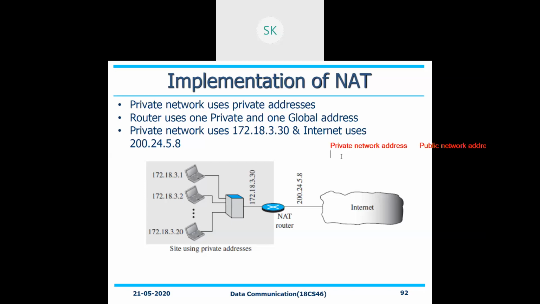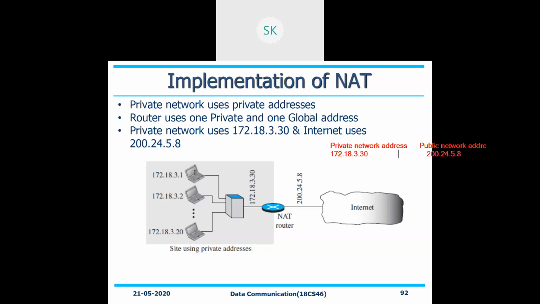Private network will be nothing but any particular value from your organization, whatever you are having. 192.18.3.1 will be the value. For this, it will be a public network. This public network address will be 200.24.5.8. Instead of 1, they have given it as 30. No problem. 30 is nothing but the server that you are maintaining.